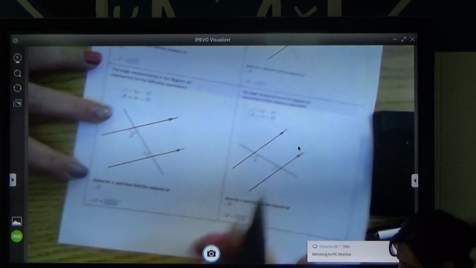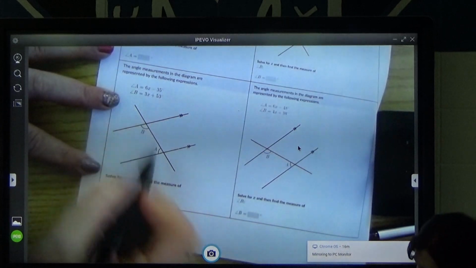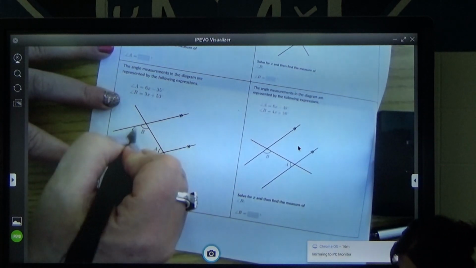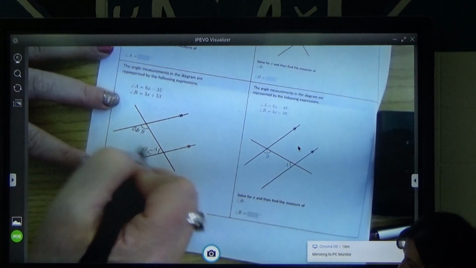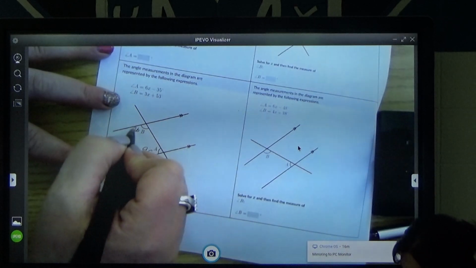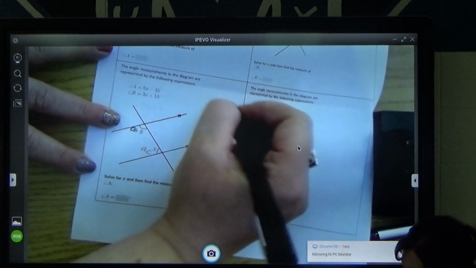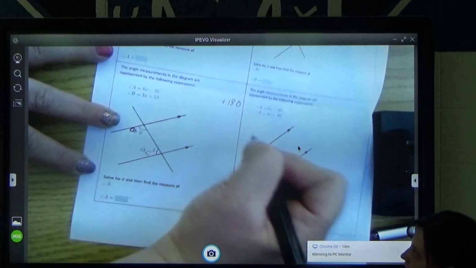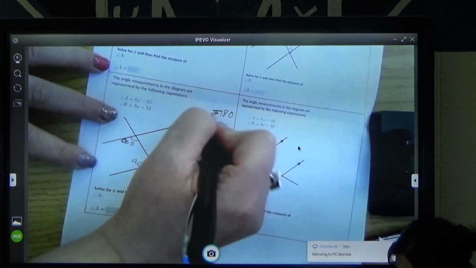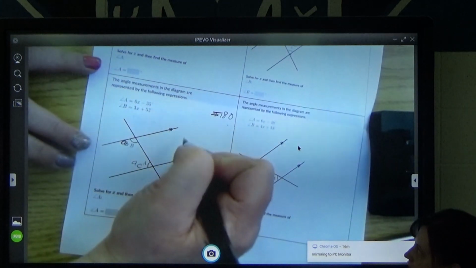All right, let's explore the bottom two. Now when I look at this shape, B appears to be obtuse, but A is acute. So I've got one of each, and that means those add up to be 180 degrees. So I'm going to say whatever I get is going to equal 180.